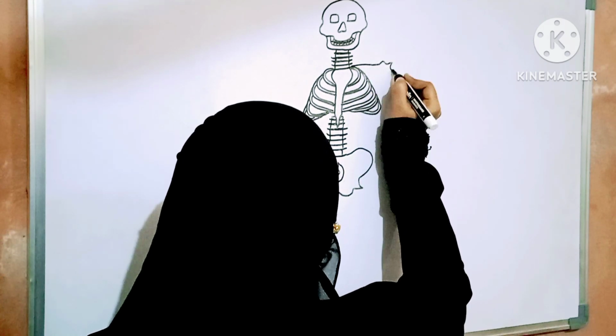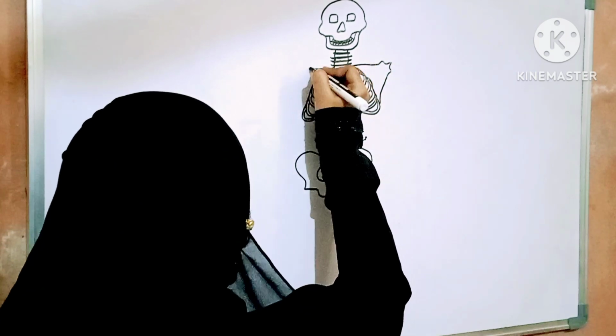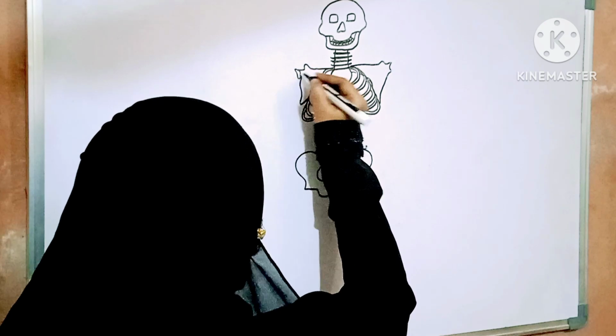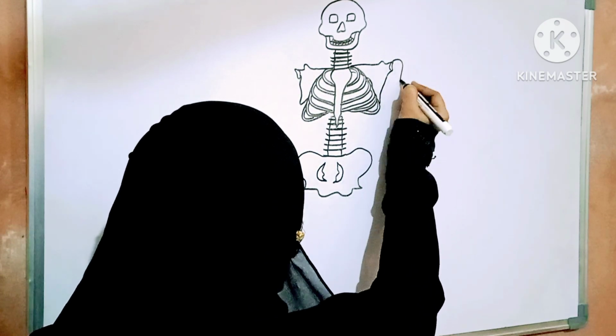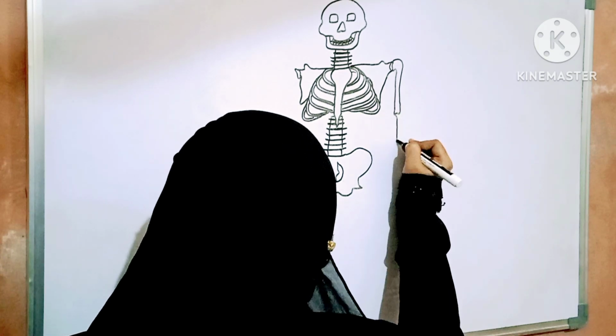Here I am drawing the girdle. A girdle is a bone or a group of bones that connects a limb to a central structure of the body. There are two girdles found in the human body. They are the pectoral girdle and the pelvic girdle.